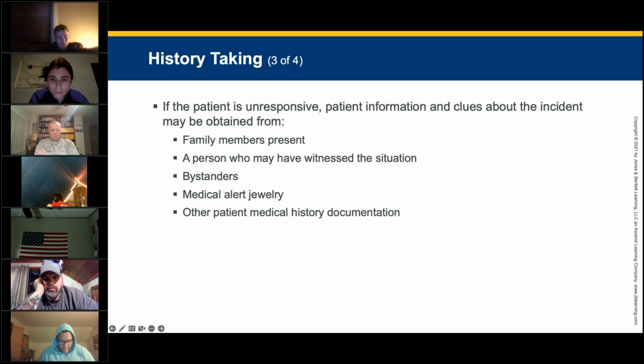Other patient medical history documentation. People that are frequently in the hospital and frequently going to the doctors, you walk into their house and the first thing you see on their kitchen table is their discharge paperwork from the last time they were at the hospital or the doctors. That might tell you a story. Look by the sink. Are there a bunch of pill bottles there with the patient's name on them? That would tell you something too.